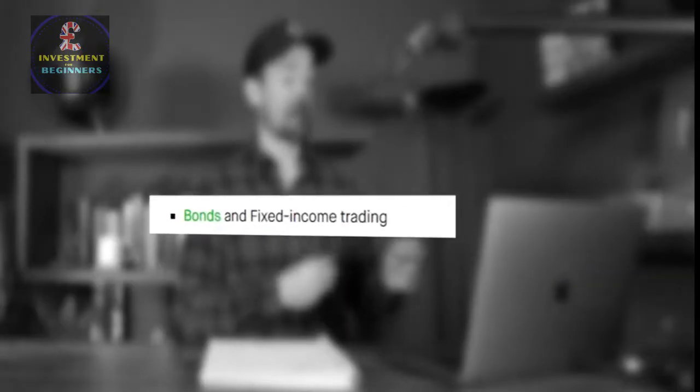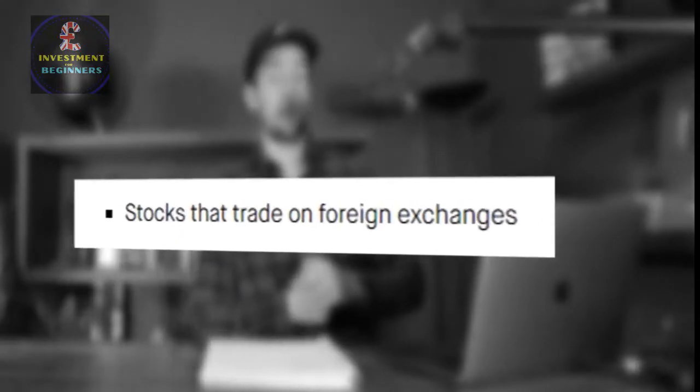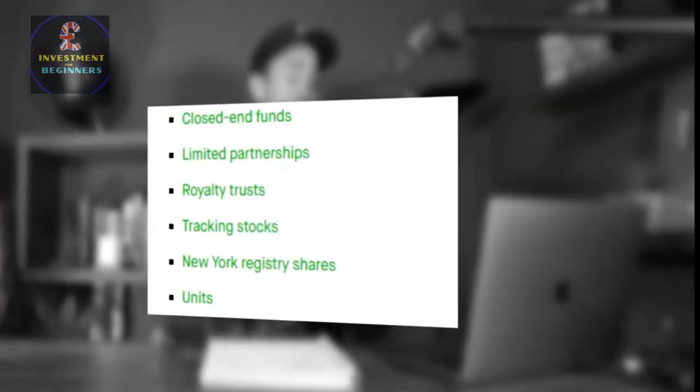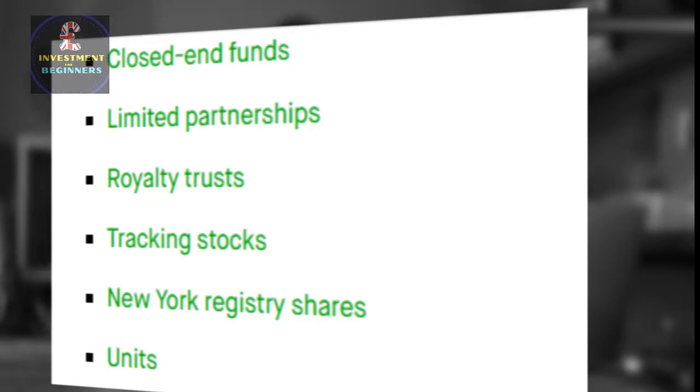You're also not going to find preferred stocks or mutual funds on Robinhood. You're not going to find bonds or fixed income investments. However, you will find some bond investments through ETFs. So if you're looking for a Vanguard bond ETF, for example, you're able to purchase that on Robinhood. You just can't purchase bonds directly. They also do not offer stocks that trade on foreign exchanges, but that's pretty common for most commission-free brokerages out there. And then some less common things here, you're not going to find closed-ended funds, limited partnerships, royalty trusts, tracking stocks, New York registry shares, or units on the Robinhood app.